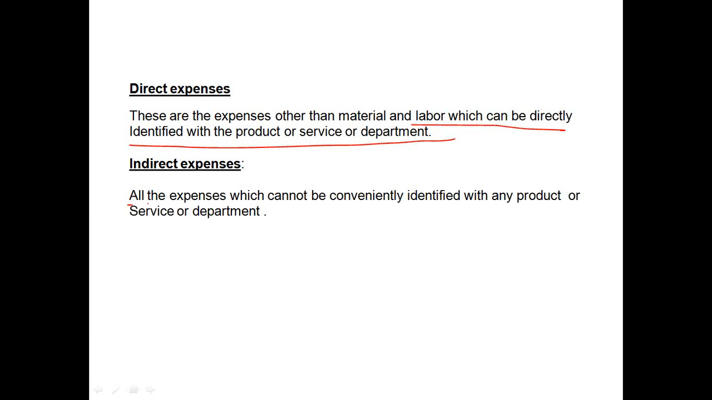All the expenses which cannot be conveniently identified with any product or service or department. Let us take the product. Printing and stationery. We are producing 100 products, and every department is using some printing and stationery. With which product do you identify this printing and stationery? Traveling expense of the employees. Depreciation on the office furniture. With which product do you identify? No, it's not possible. This type of expenditure is called indirect expenses.